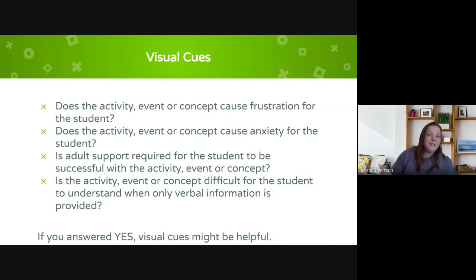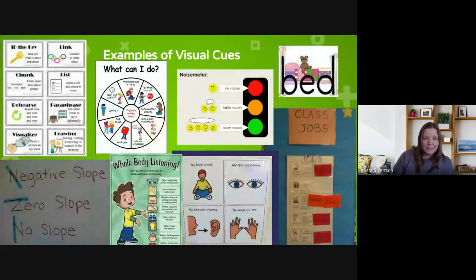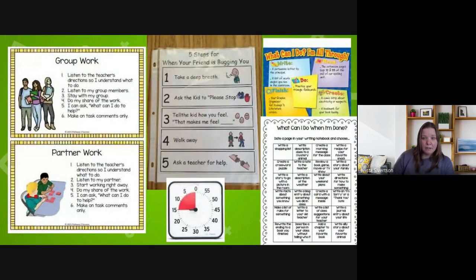So if you ever have students who are feeling frustrated or anxious with their activities, if they are needing extra adult support, or if concepts are difficult for them to understand, especially when only verbal information is provided, some visuals might be helpful for them. I've just included a few visuals for you of what those visuals might look like. For every age and ability level, they are going to look completely different, but I just wanted to give a few different examples of what they might look like for your students. Keep in mind their language level, reading ability, and things like that as you're creating your visual supports.